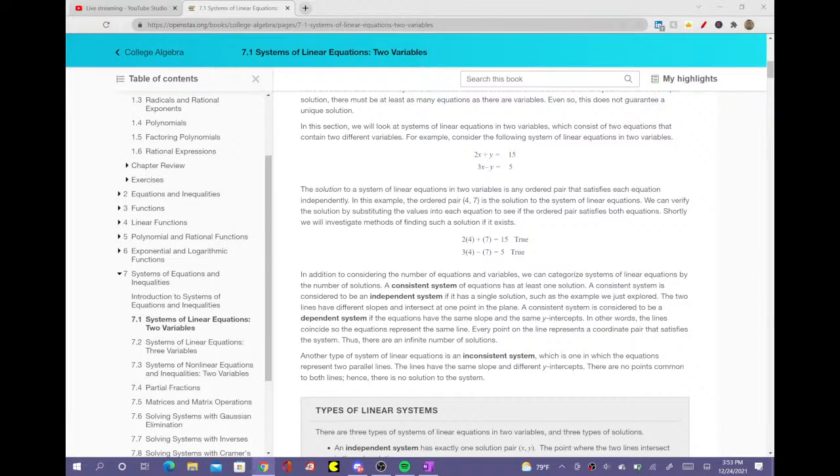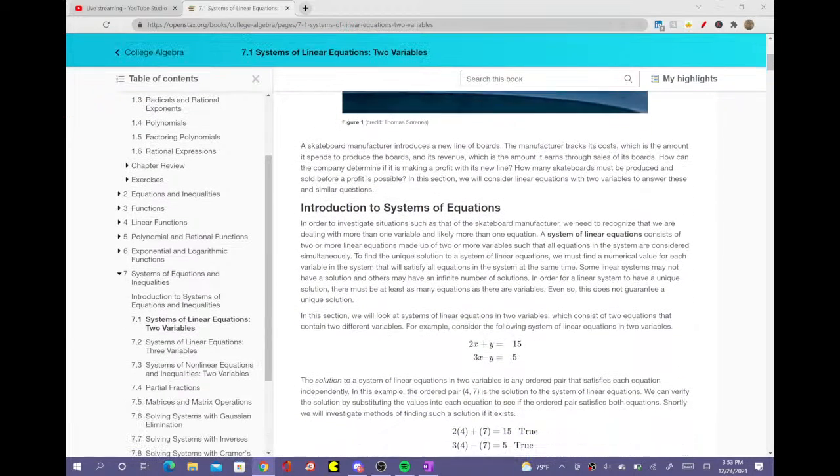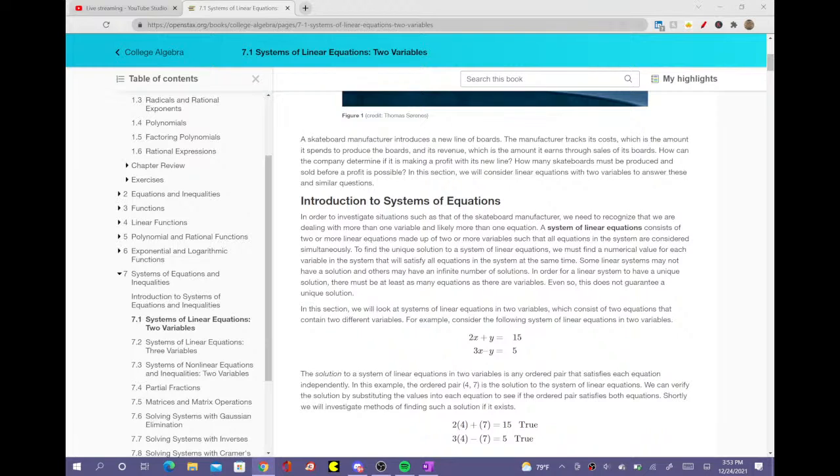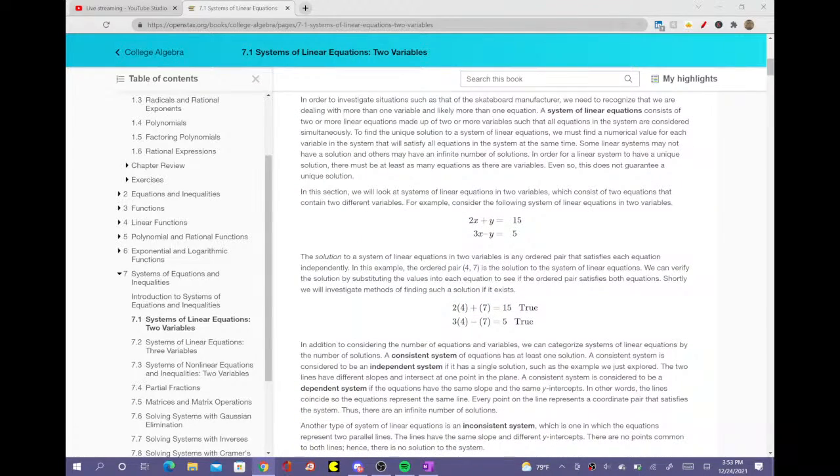So an ordered pair, by the way, is x comma y. An ordered pair is with parentheses, and it's x comma y. That's what an ordered pair is. I'm just going over the vocabulary. A consistent system of equations has at least one solution. So basically, if it only has one solution, it is an independent system. A consistent system can have 2 solutions or 3 solutions, depending.